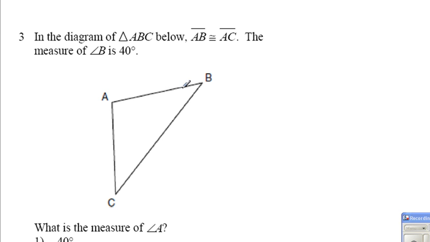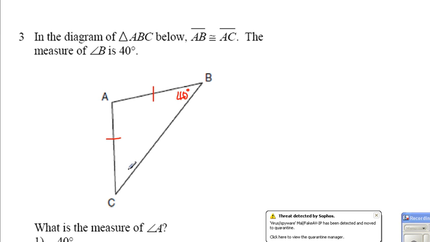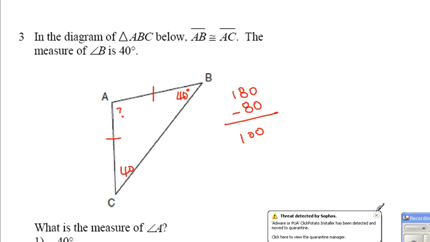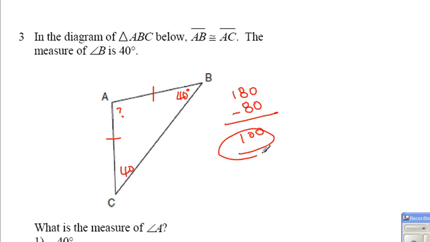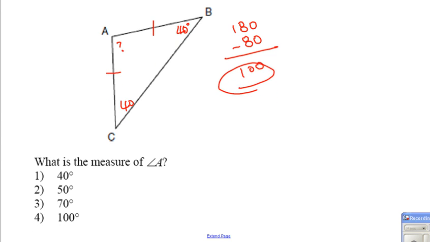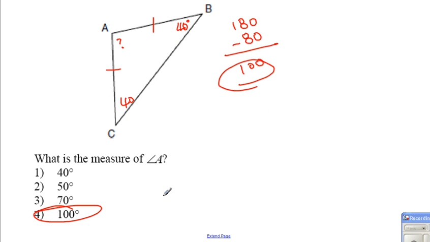Alright, this angle here is equal to 40 degrees, but AB is equal to AC. That means this is also 40 degrees. Then you can figure this one out quite easily by 180 minus 80, because we have 40 and 40, add them up. Then we have 100 left. So 100 becomes our answer right over here.